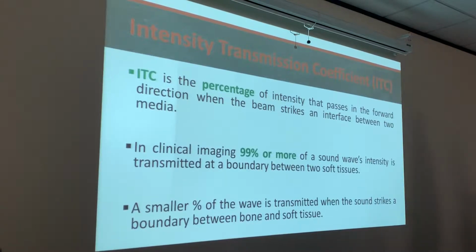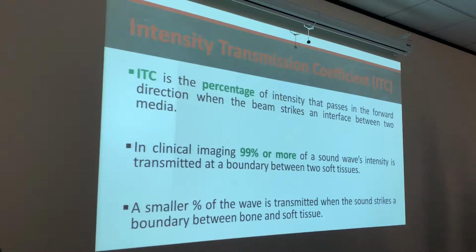I'm excited. Okay. The intensity transmission coefficient is the percentage of the intensity that travels in the forward direction when the beam hits the interface between two media. That's just the percentage of the beam that's being transmitted. The percentage of the beam that's being reflected, that's the intensity reflection coefficient. The percentage transmitted, ITC; the percentage reflected, IRC.